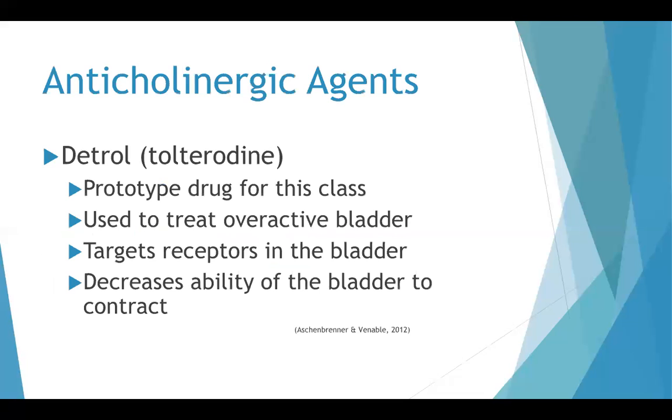Detrol, or tolterodine, is the prototype drug for this class. Used to treat overactive bladder, it targets those receptors in the bladder and decreases the ability of the bladder to contract. Detrol is an oral drug, and it treats the symptoms of urinary frequency, urinary urgency, and urge incontinence in patients with overactive bladder. Cholinergic receptors are found both in salivary glands and in the bladder, but Detrol has a selective preference for the bladder receptors. Blocking those receptors in the bladder, Detrol has a profound effect on bladder function.